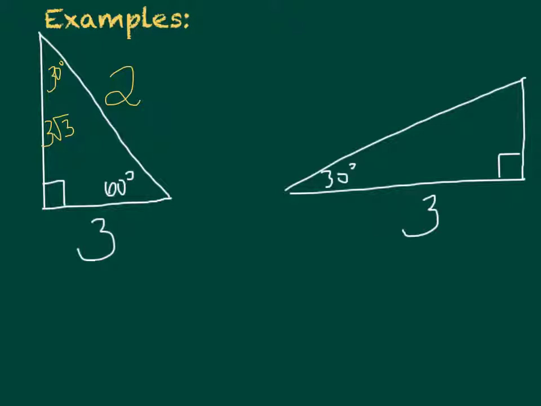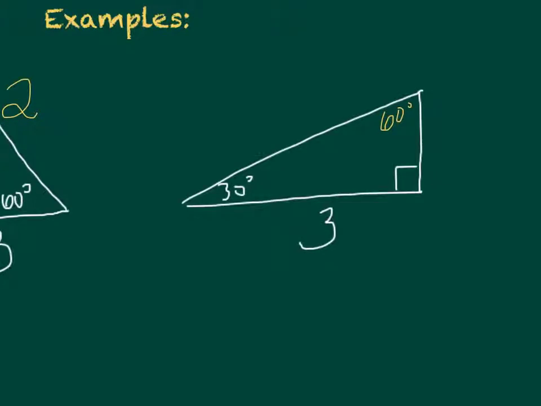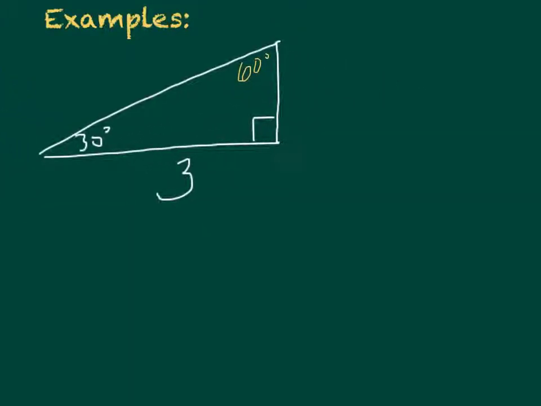Now, slightly different, instead of 3 being across from the 30-degree angle, let's say it was across from the 60-degree angle. How would that change things? Let's take a look. We need to find the short leg, so we're going to call that x. Okay? So 3 is going to be equal to x times radical 3.